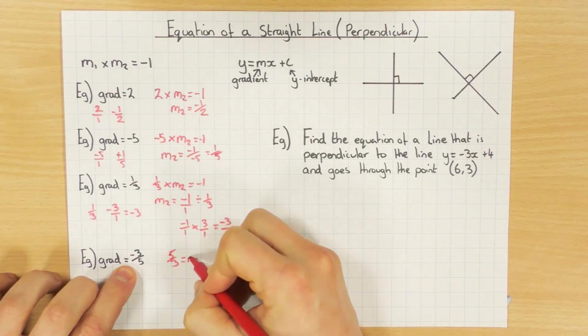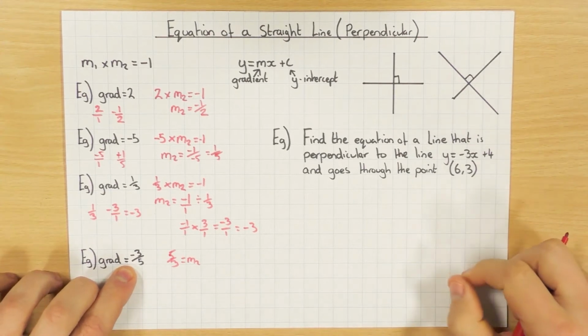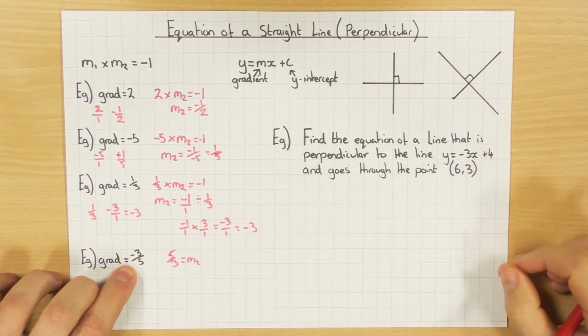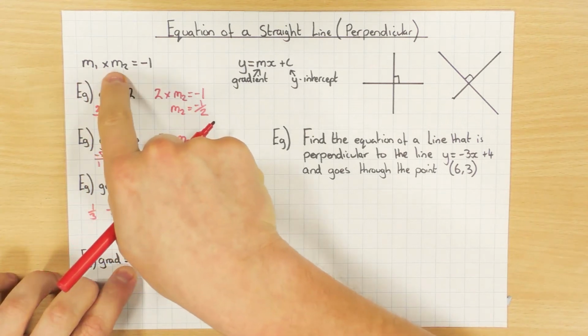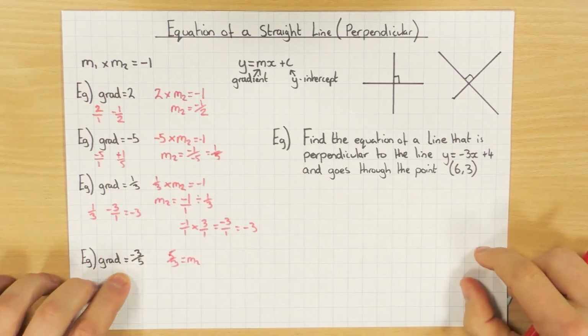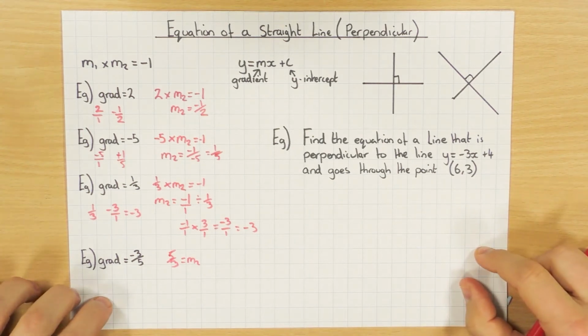So my gradient of my perpendicular line would be 5 over 3. So that's the quick way, and that's the rule that I'm going to be using to do the rest of the examples I have for you guys. Okay, but that's why, because gradient times the perpendicular gradient equals -1. And you can always use that as a check to make sure you're correct if you're ever unsure.